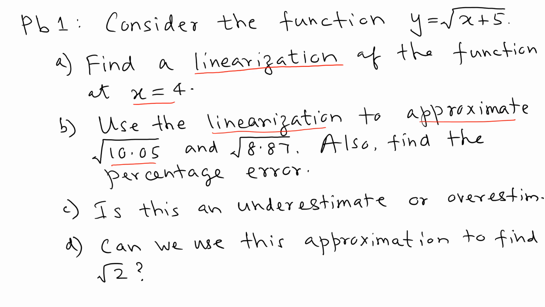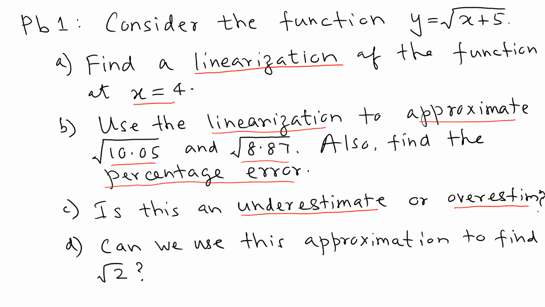What is the square root of 10.05 and what is the square root of 8.87? It also asks to find the percentage error. What kind of percentage error do you get when you do that? Because that gives you a good idea about whether this is a valid approximation. And then part C asks is this an underestimate or an overestimate, so whether you get a larger value or a smaller value.